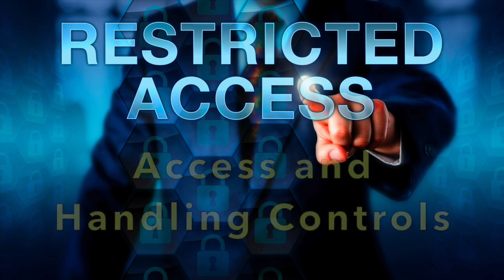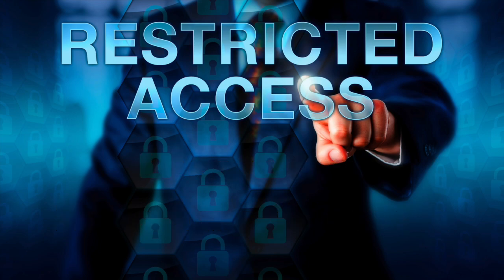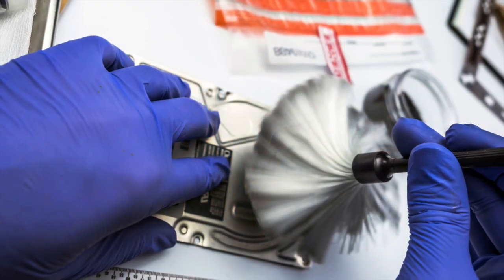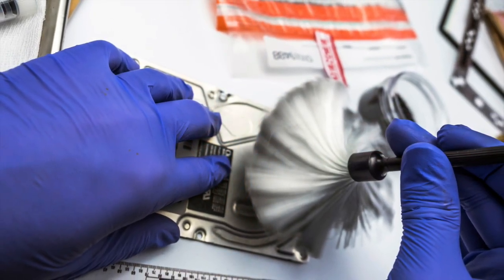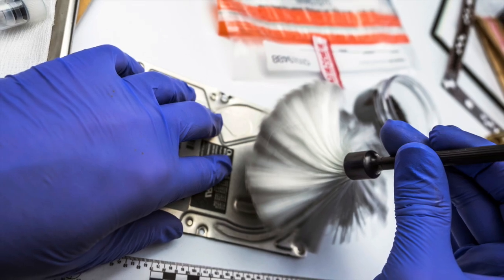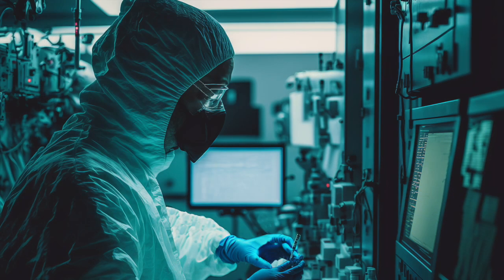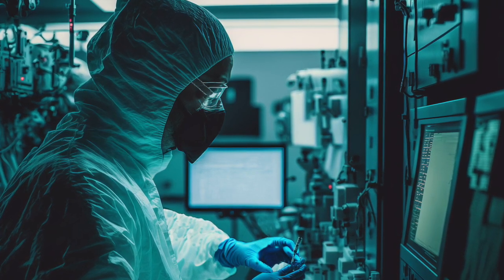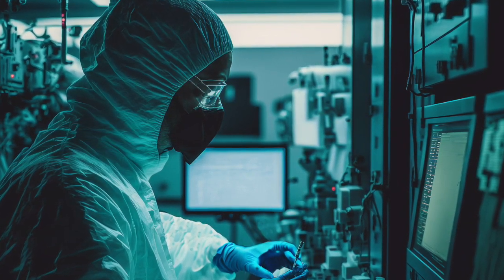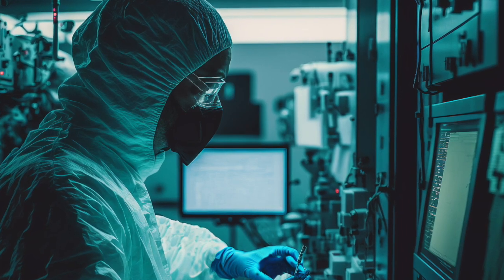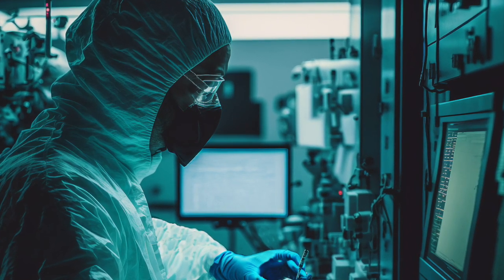6. Access and handling controls. Only authorized personnel should have access to the evidence, and their access and actions should be documented. Strict controls should be implemented to ensure that evidence is not compromised, contaminated, or accidentally altered during handling. This includes procedures for preventing accidental modification, using write-blocking devices, and maintaining a clean testing environment.